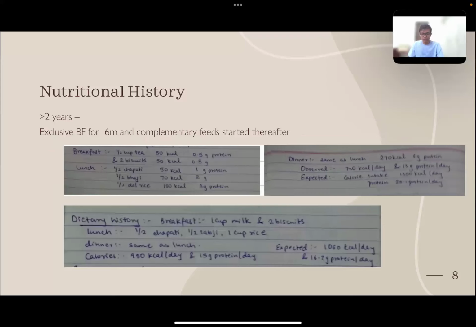In case of a child greater than 2 years, first of all, mention that exclusive breastfeeding was given for 6 months, and then complementary feeds were started. This is a sample dietary history, which is taken by 24-hour recall method. You can take a screenshot.